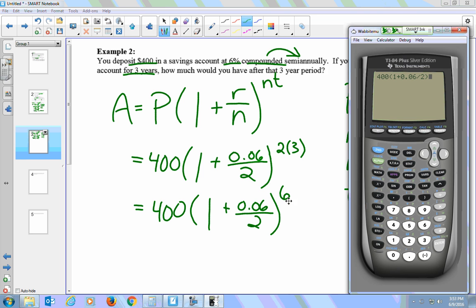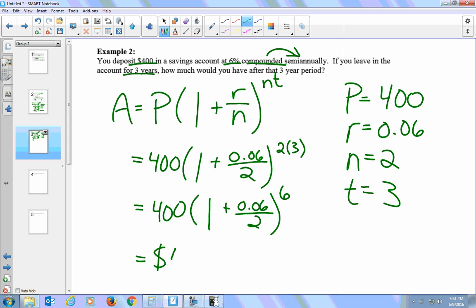And now I want to get my exponent, so I'll use the hat button, press 6, press enter, and that gives us 477.6209. But again, we're dealing with dollars and cents, so we know in dollars and cents there's only 2 decimal places. So since this is a 0, we're just going to round that to 62. So this equals $477.62.